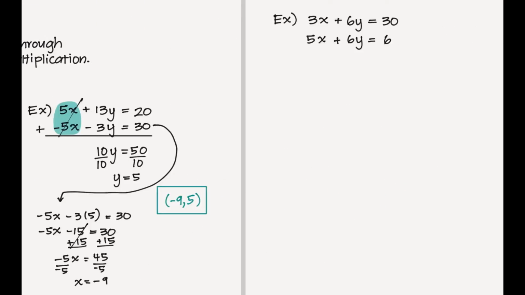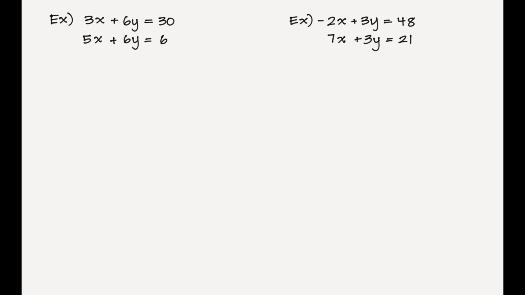All right, let's go ahead and look at some more. This time, I have the y's that both have a 6 for their coefficient. And since they're not positive and negative, that means we need to subtract one of our equations. So I'm going to subtract the bottom one. So 3x minus 5x is -2x. 6y minus 6y is nothing. And 30 minus 6 is 24. Now we can divide both sides by -2, and we find that x is equal to -12.